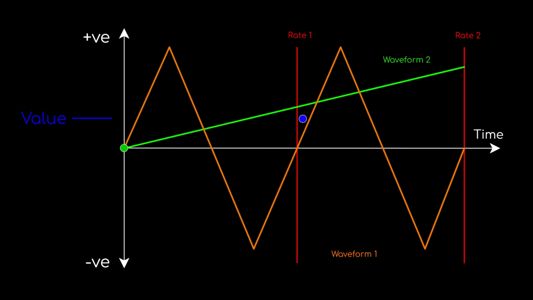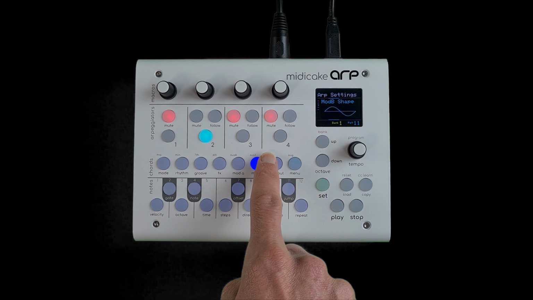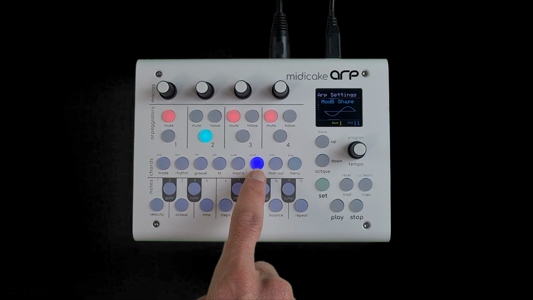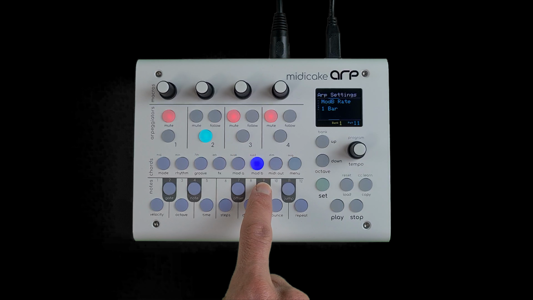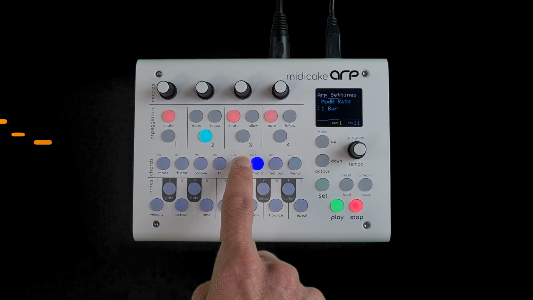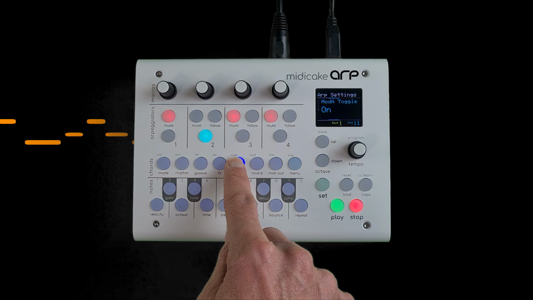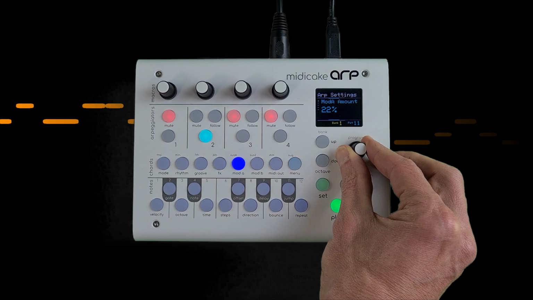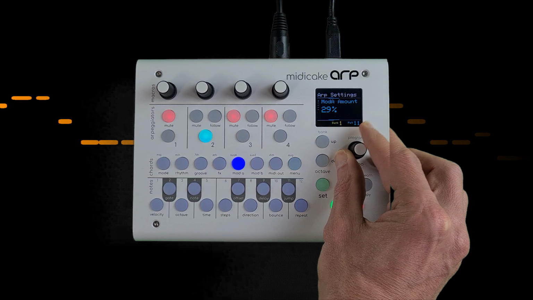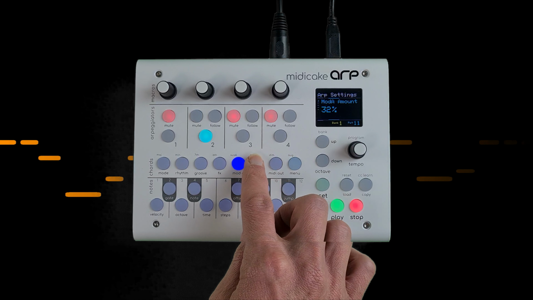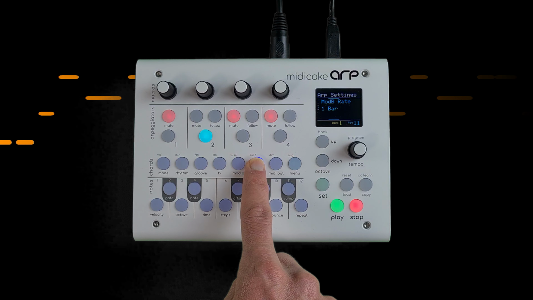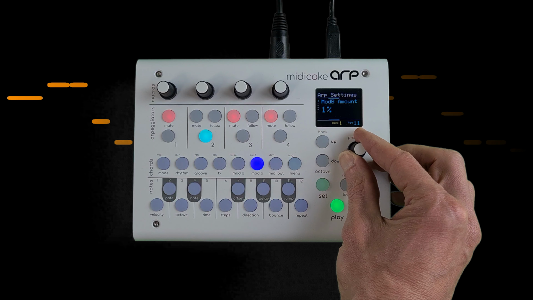ARP will sum the modulations, so by using different waveforms and modulation rates, you can create really complex, intriguing and exciting new sequences that would be difficult to generate using other techniques. Here we set both modulators to target note offset, but use different waveforms. As we slowly increase the value for modulator B, different musical melodies are created.